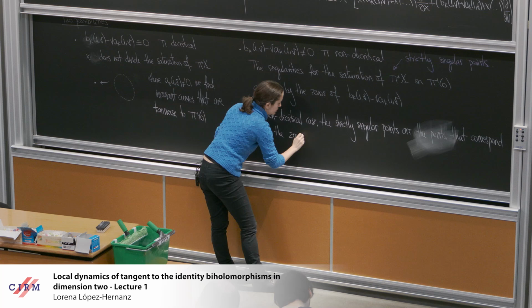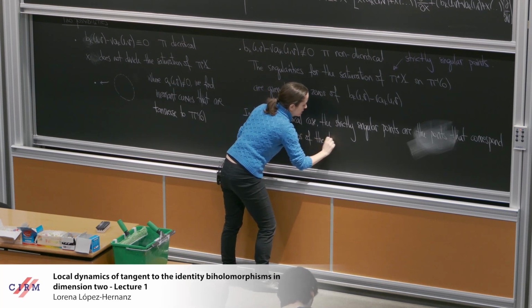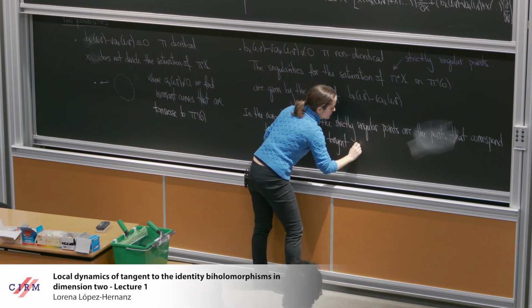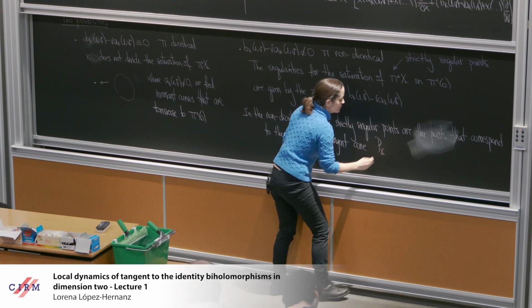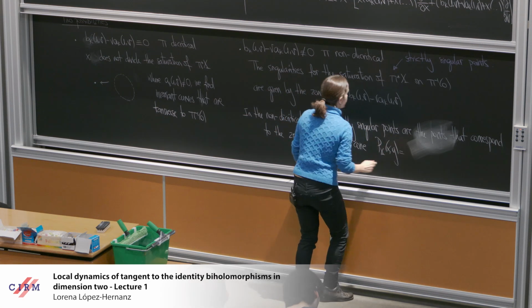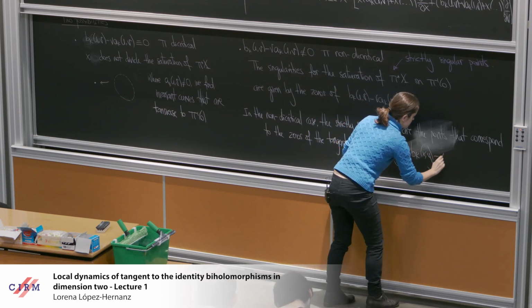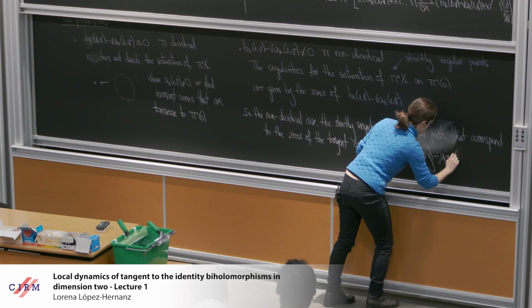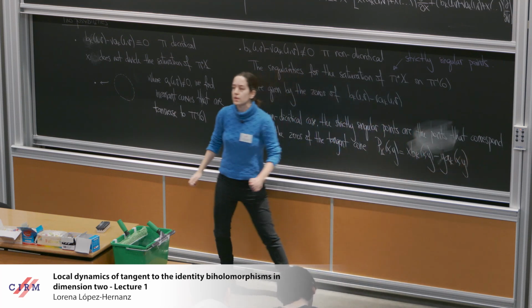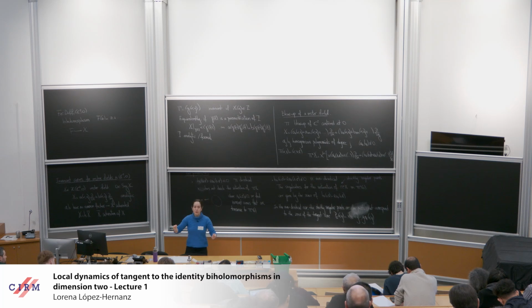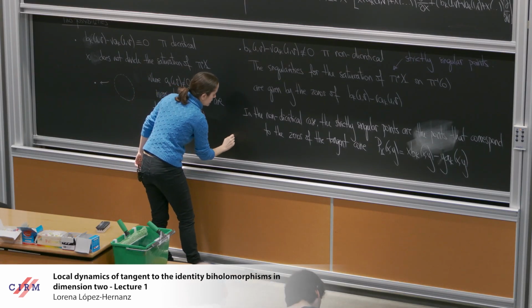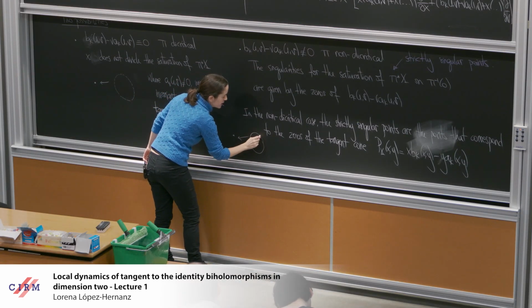zeros of what is called the tangent cone, which is this homogeneous polynomial px of xy, which is x bk of xy minus y ak of xy. Okay, we have that homogeneous polynomial. Its lines after blow up will correspond to some points on the exceptional divisor. And in the non-dicritical case, these are exactly the points where my vector field is strictly singular.